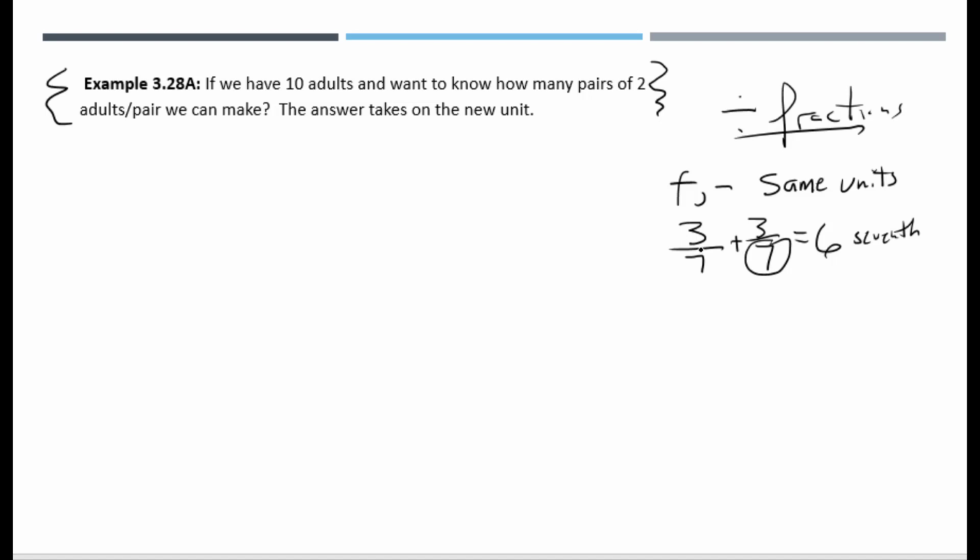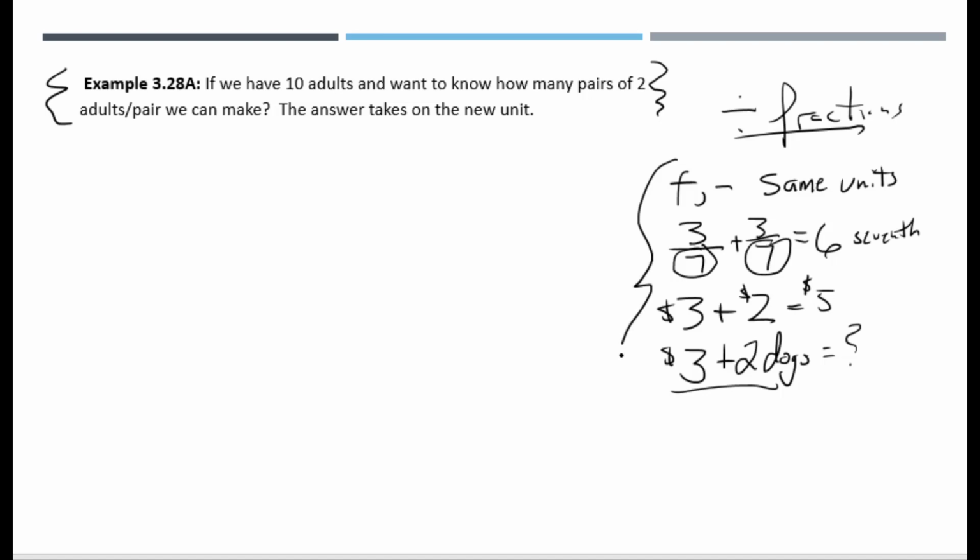There is the unit, right? Or we can add $3 plus $2 and get $5. But we cannot add $3 plus 2 dogs. What do we get? Lord only knows, but we can't do it. Addition and subtraction follow this rule. Multiplication and division do not. You can divide and multiply the units of different units, right? Different units you can multiply and divide.